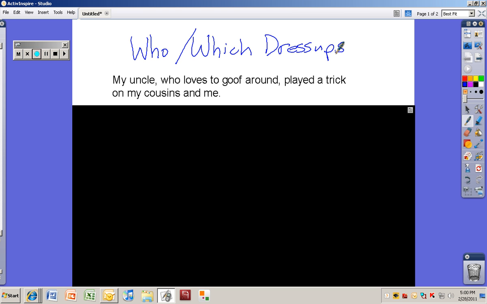And you're going to be putting these in all of your papers where you summarize from a source, where you take a keyword outline and you reconstruct a paragraph in your own words. When you reconstruct the paragraph into your own words, you're going to have to put at least one who, which dress-up in that new paragraph. And so here's how you do it.